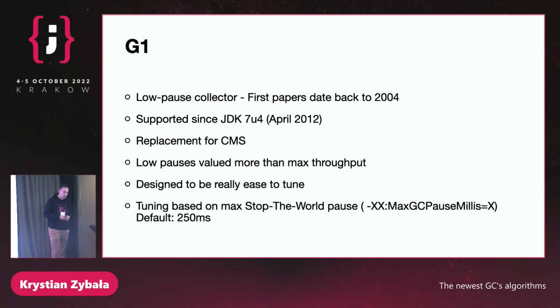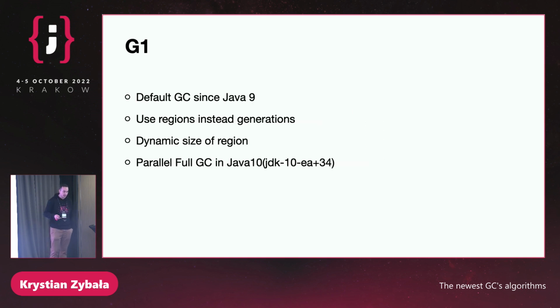The authors of this algorithm designed it to be very easy to tune. It means that basically we have to care about one flag, where we specify our GC pause goal in milliseconds. By default it is 250 milliseconds. In Java 9, this algorithm became the default. It means that when you start an application in Java 11 and so on, G1 is the default garbage collector.